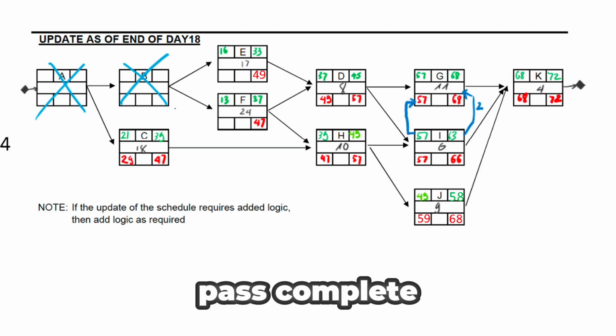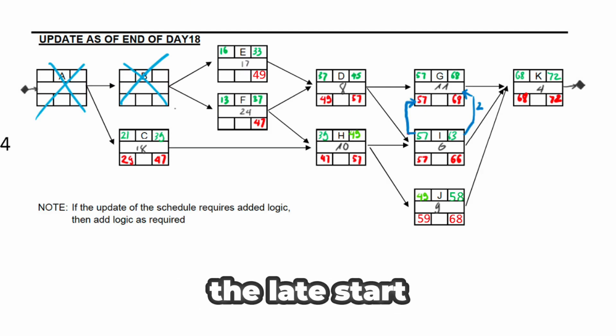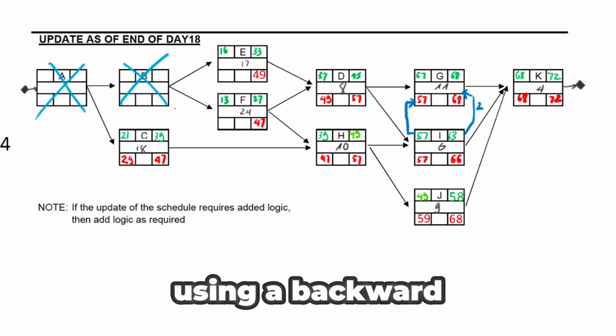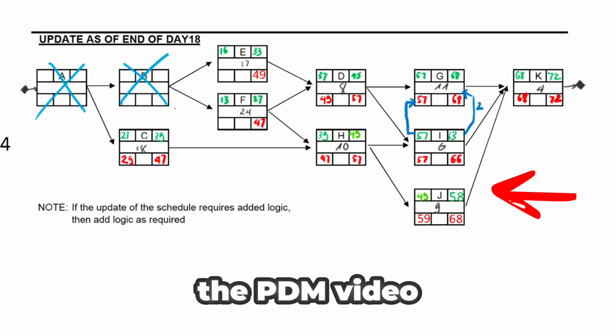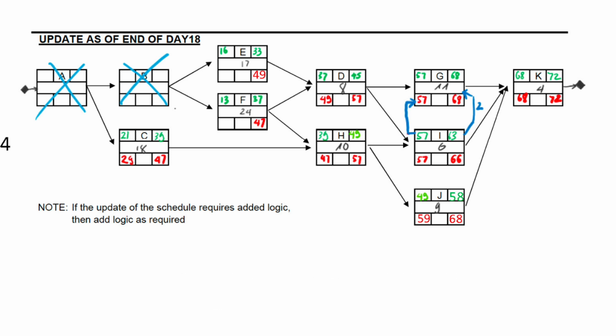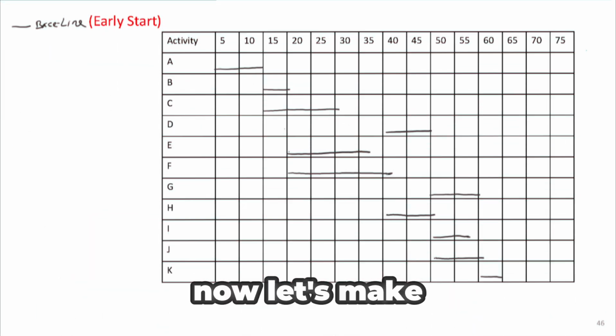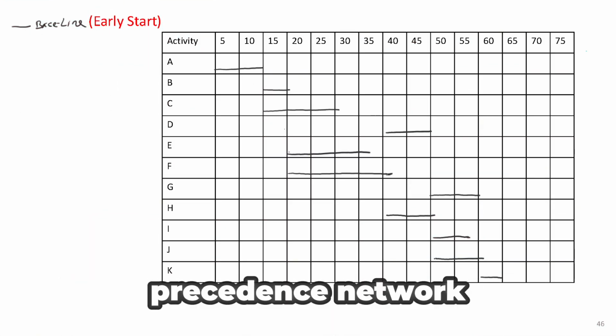With the forward pass complete, the next step is to calculate the late start and late finish for each activity using a backward pass. You can review the PDM video and try calculating it yourself. Here's the solution for reference. Now, let's make the bar chart schedule from the precedence network.